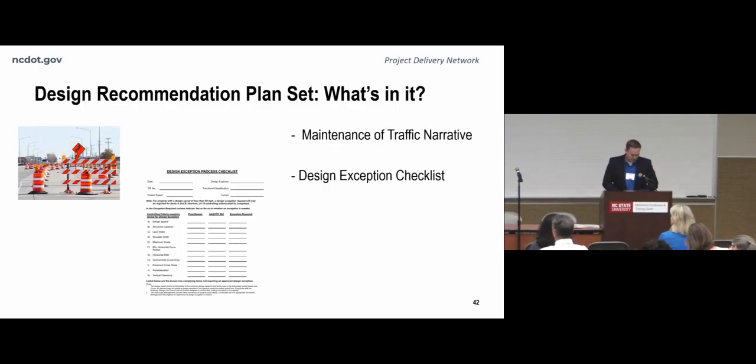be built. You're also going to see the design exception checklist, and this is a look by the roadway designer at the major alignments in the project and evaluating whether any of these need a design exception for one of the controlling criteria set forth by FHWA. If a design exception is required based on the checklist, then the roadway designer is going to go ahead and start working on that design exception request packet, and that will come after the DRPS is submitted.